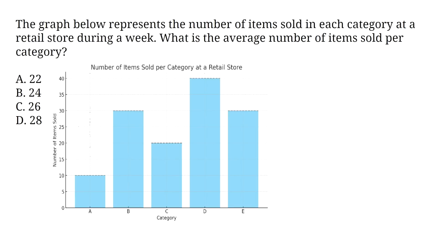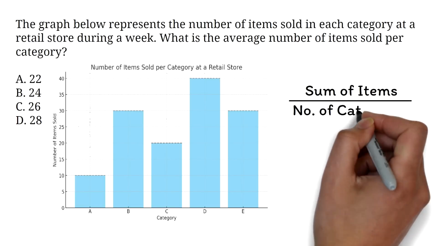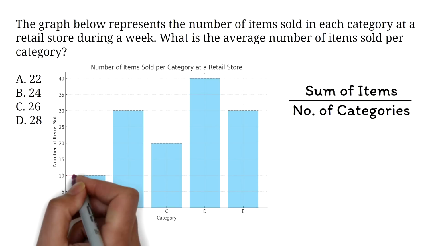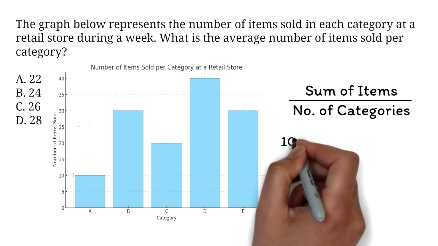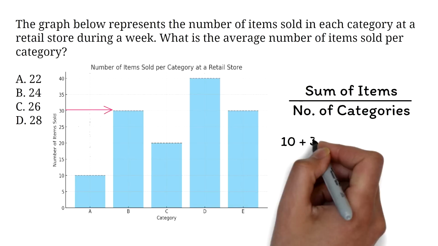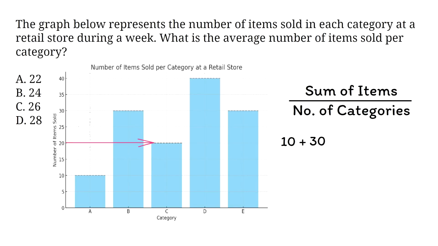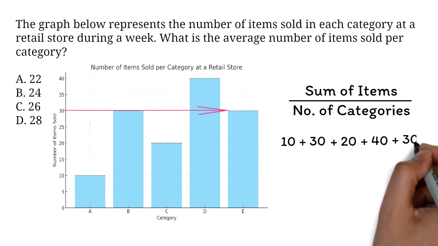Understanding graphs and calculating averages are extremely important for passing the GED. You'll need it for GED Math, GED Science, and GED Social Studies. The average will be the sum of the items divided by the number of categories. Category A has 10 items, Category B has 30 items, Category C has 20 items, Category D has 40 items, and Category E has 30 items.